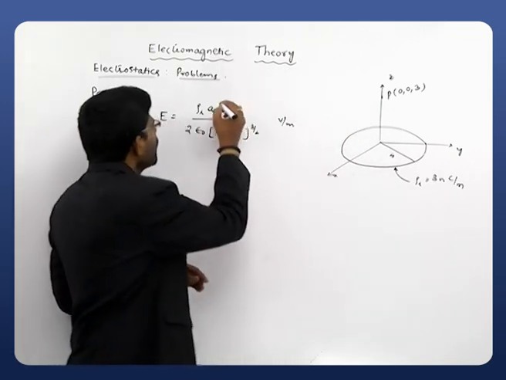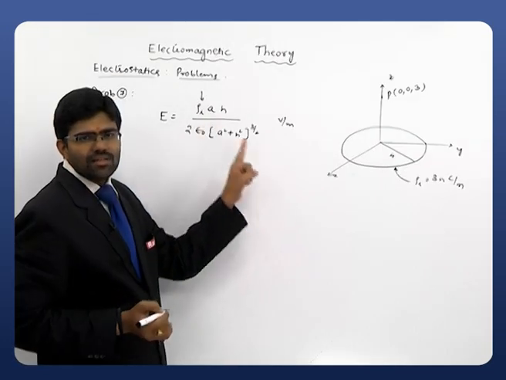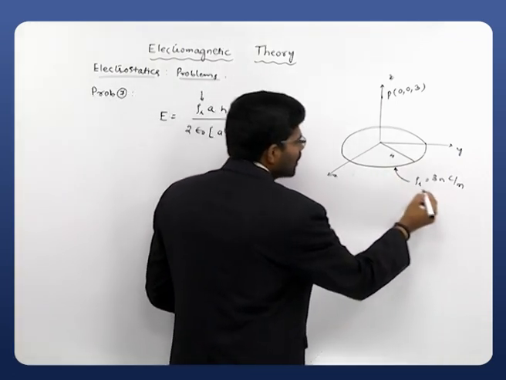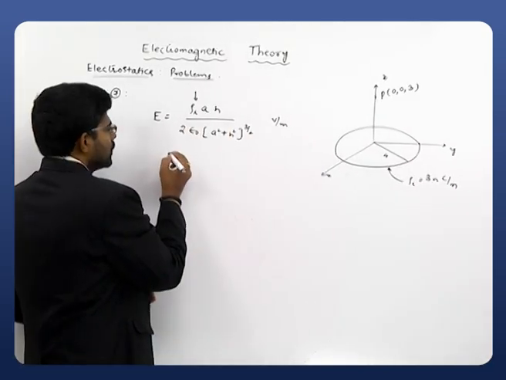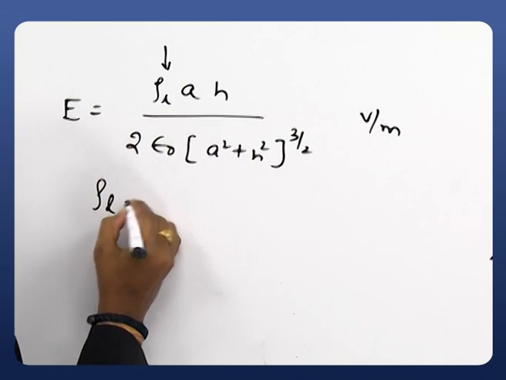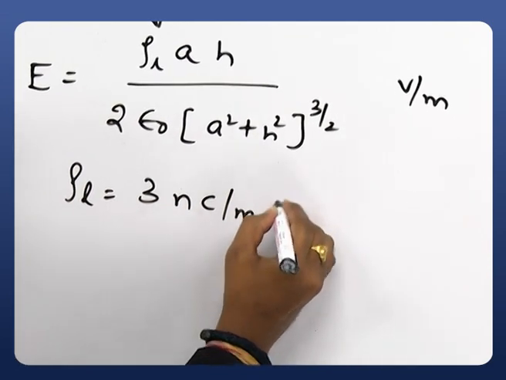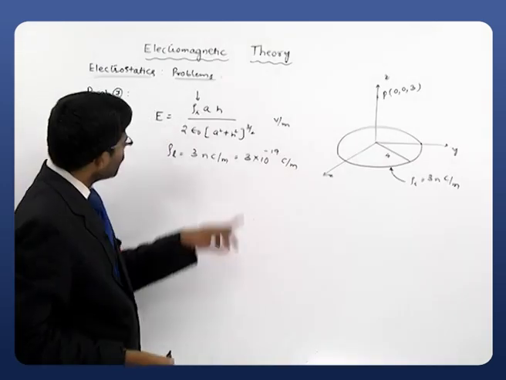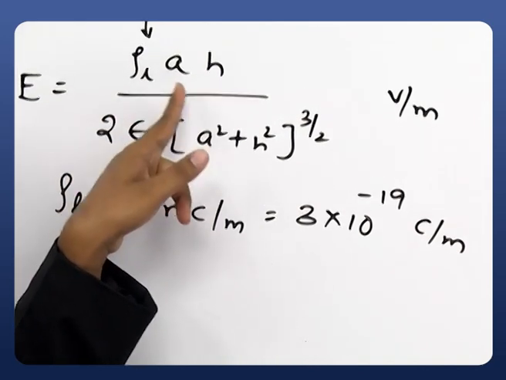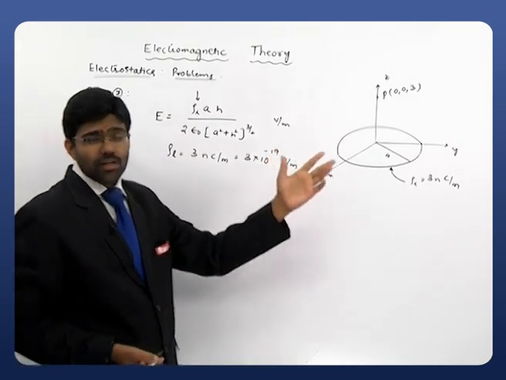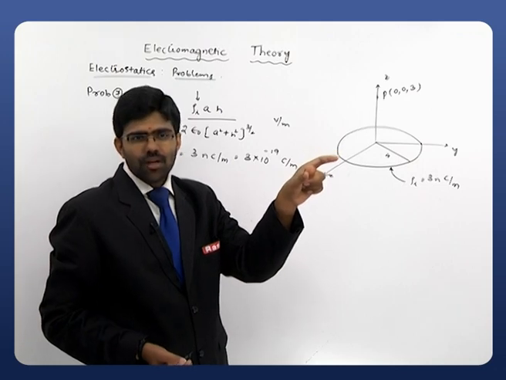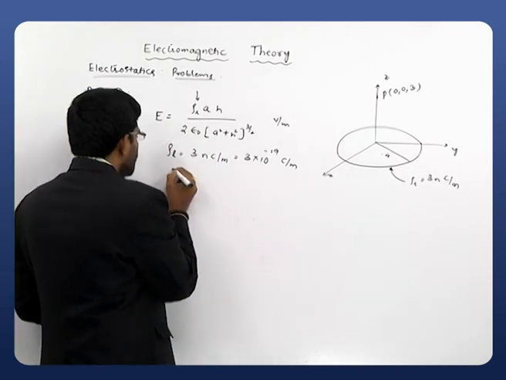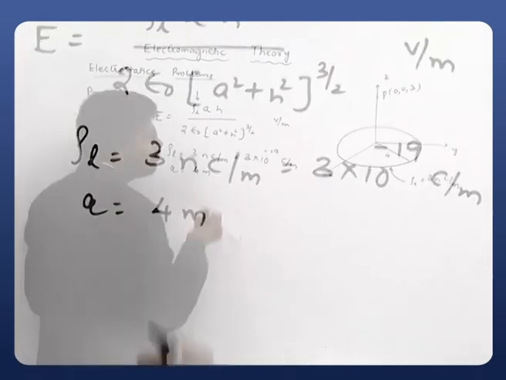Now observe. What is rho L here? The rho L is nothing but the line charge density along the ring we have considered. The line charge density is given as 3 nanocoulomb per meter. So rho L is equal to 3 nanocoulomb per meter, which is equal to 3 into 10 power minus 9 coulomb per meter. Instead of rho L, we have to substitute this. Next, what is a? In the derivation, a represents the radius of our ring. So here clearly we need to consider the radius of our ring, that is 4 meter. So consider a is equal to 4 meter.